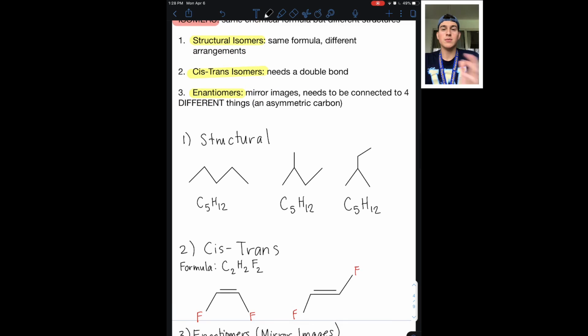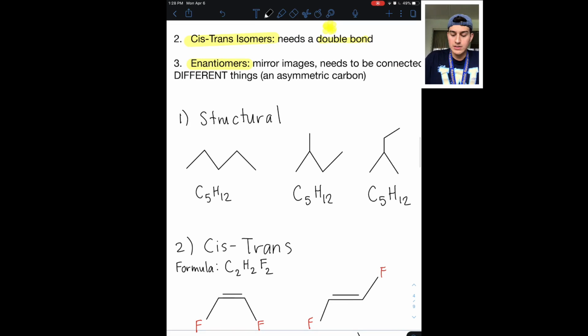And in order for something to be cis or trans, it needs a double bond. If it's single bond or triple bond, it's not going to be a cis or trans. It has to be a double bond. That's extremely important. It has to be a double bond. And a cis, right here, this would be an example of a cis.